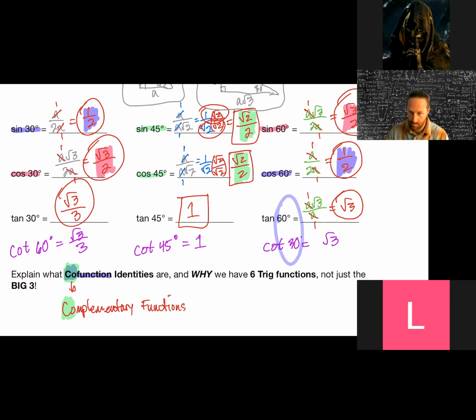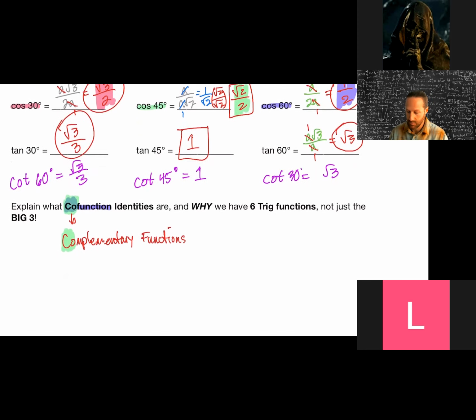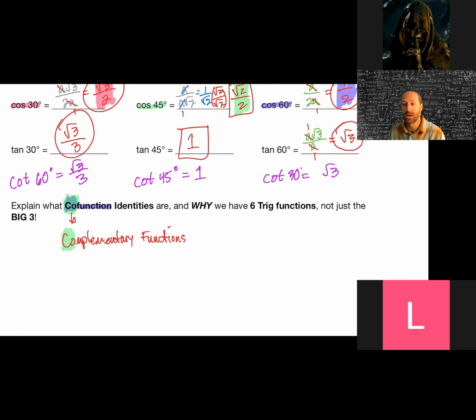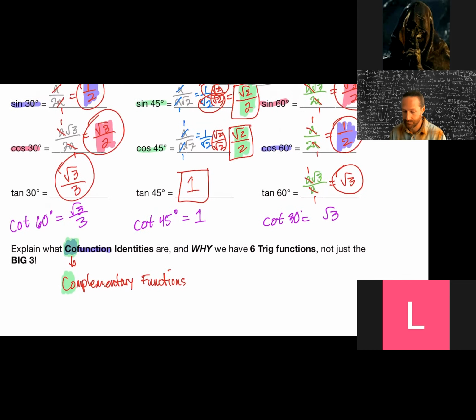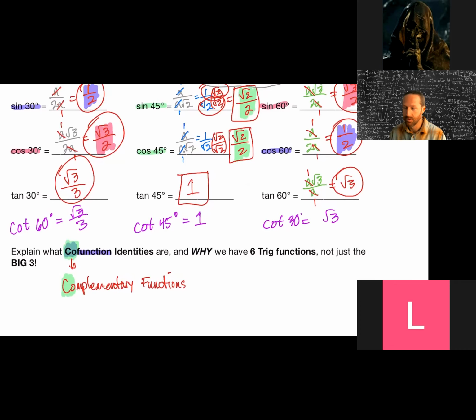Oh, 30. Right? Notice all of these add up to be what? 90 degrees. Because they are cofunctions, complementary functions. Okay? Now there's two that we haven't talked about, and that is obviously which two? Secant and cosecant. Wait, what did you say, Luis? Secant and what? Cosecant?